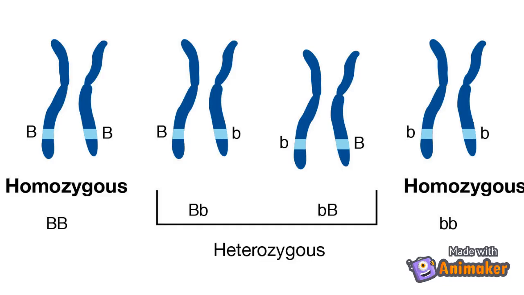This diagram shows you how they are represented. For the homozygous, the letters are always the same. If it is two dominant alleles, the letters will be two big identical letters. If it has two recessive alleles, the letters will be two small identical letters. For heterozygous, it will be represented as one big letter and one small letter.